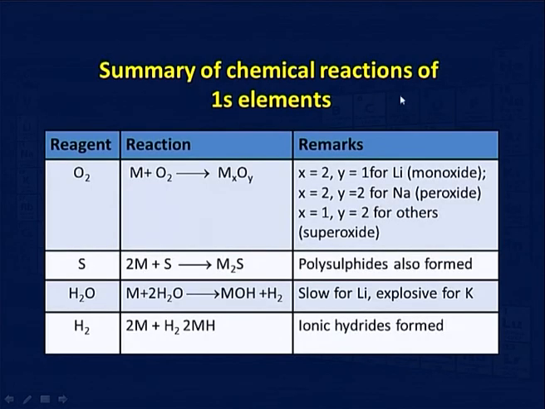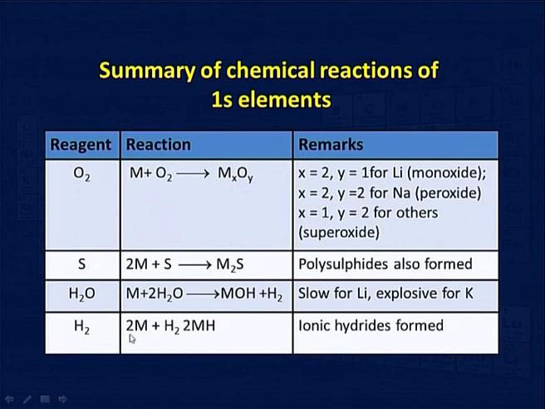Now, we are writing a summary of chemical reactions of first group elements, just a recap of what we have done. With O2, we get M2O, MO2 and so on. In the case of lithium, only the normal oxide is formed. In the case of sodium, we can get normal oxide and peroxide. In the case of potassium, we can get normal oxide, peroxide as well as superoxide. Now, with sulfur we get M2S, polysulfide, then with water we know it forms hydroxide, just a recap of it.